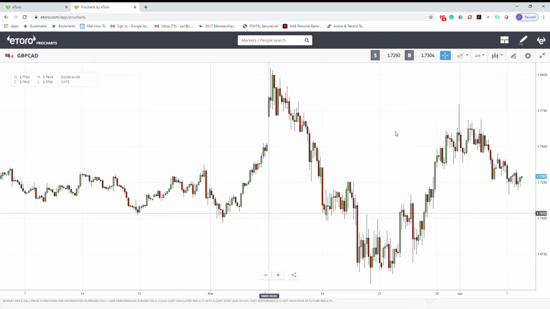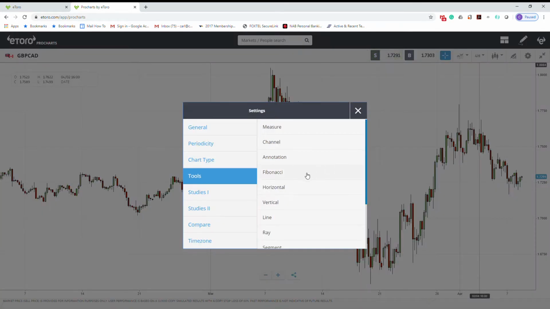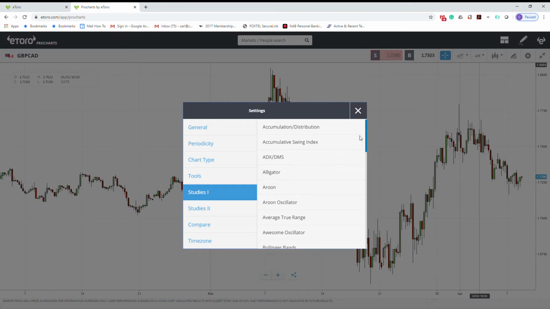Hello everyone, and today I want to talk about another indicator called Awesome Oscillator, or you can call it AO. We're looking at the pound Canadian dollar chart on 4-hour charts. So let me add the Awesome Oscillator. It's here on the eToro application web app.